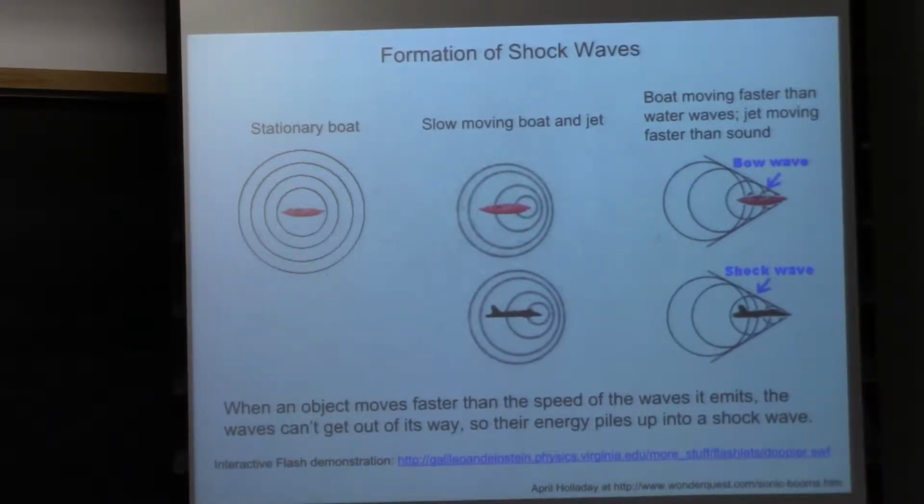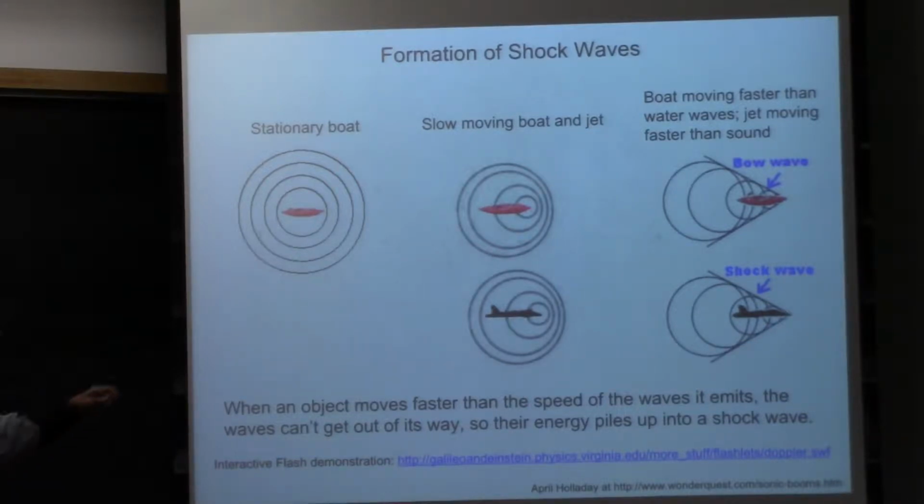You can have a similar phenomenon on the surface of water, where if something is traveling faster than the speed of water waves, ripples traveling across the surface, the ripples that it's creating aren't moving as fast as the thing is, and they can't get away, they can't move out in front of it. So let's talk about the second of those situations.